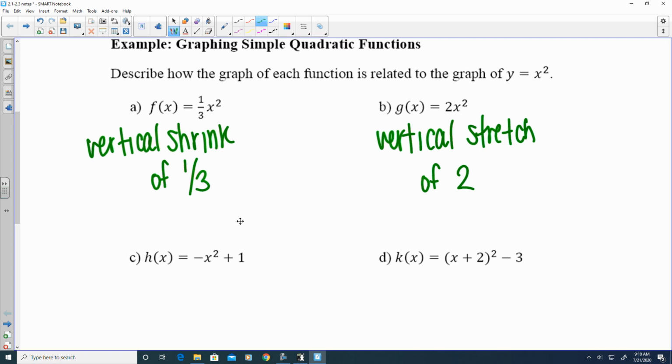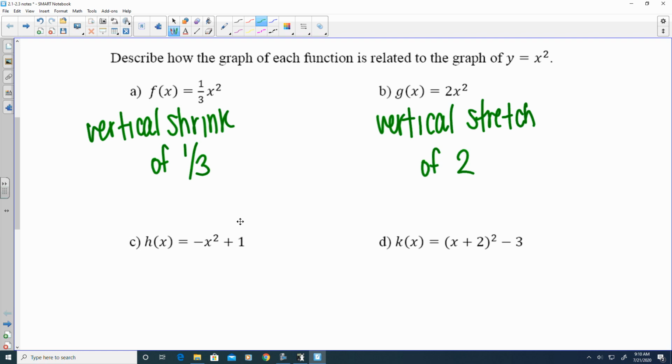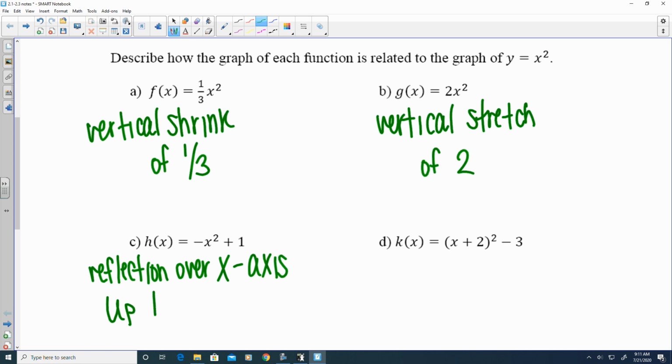Letter B still just has a number in front, which is going to be that vertical stretch or shrink. Since 2 is bigger than 1, it is a vertical stretch by 2. Letter C, we have a negative in front and we have a +1. Since the +1's on the outside, we know that's a vertical shift, not a horizontal shift. The negative is outside the function as well, which means it's going to be a reflection over the x-axis. And then again, that 1 is a vertical shift up 1.